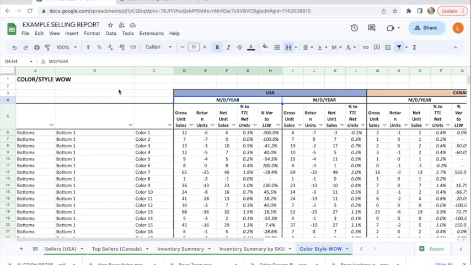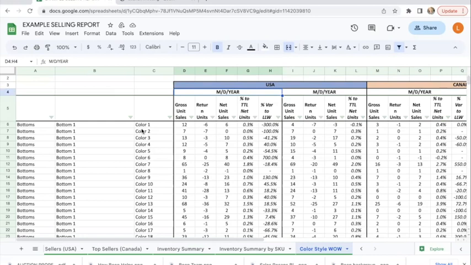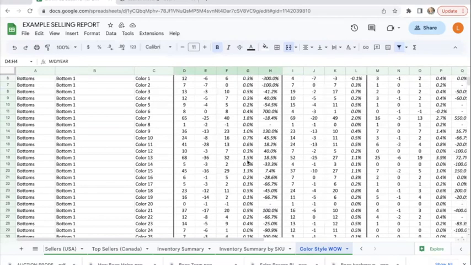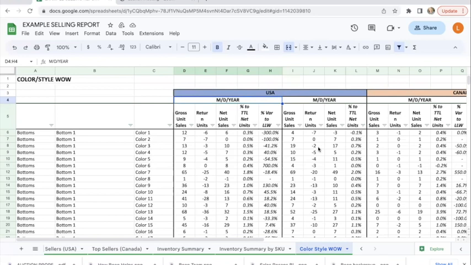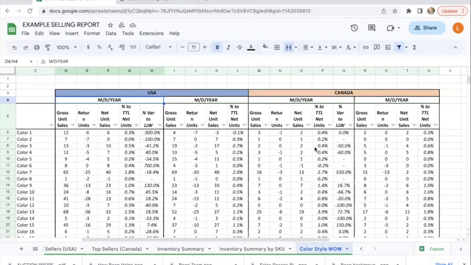So the last tab that I'm going to share with you is our color style week over week. So for this client, they have a lot of color multipliers by style, and we really wanted a level of detail that got down to the color level within each style. So you could see all of last week's information, both for the US and for Canada for this client, by color. So you can start to understand your sales units, your returns, and percent to total for each of these. So this is a great level of detail type of report to drill down and understand your weekly trends.